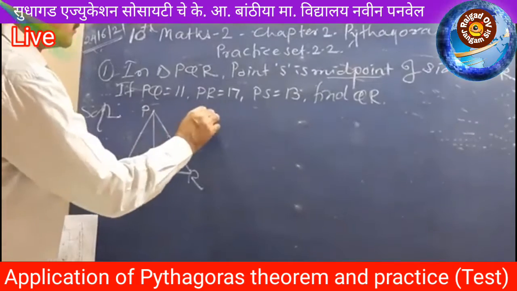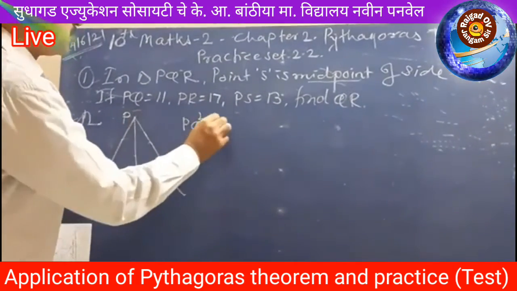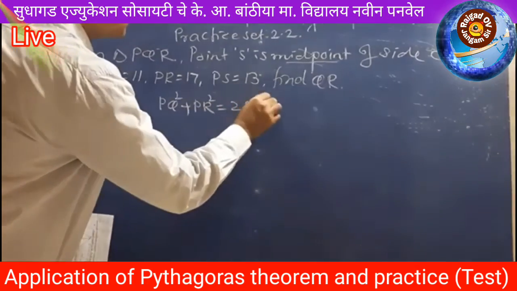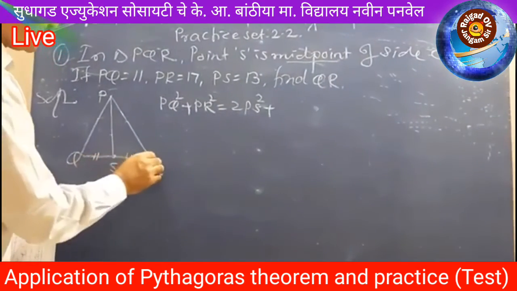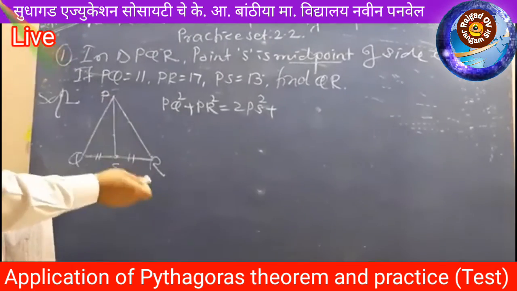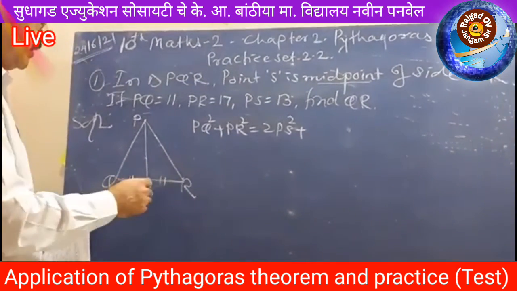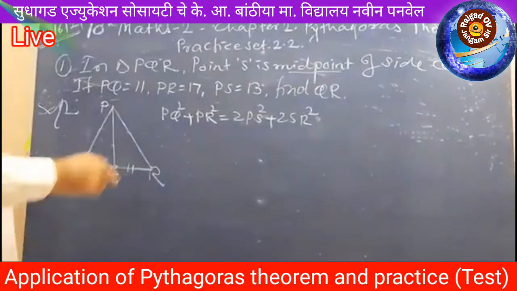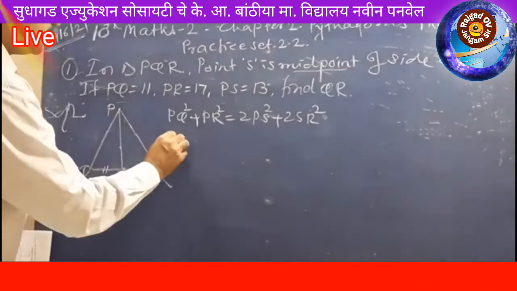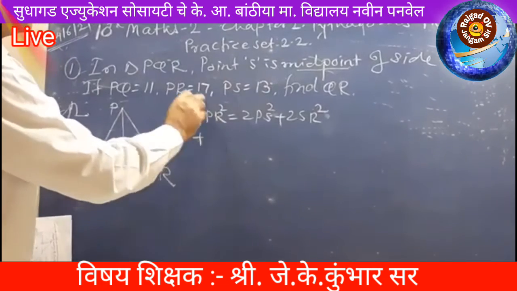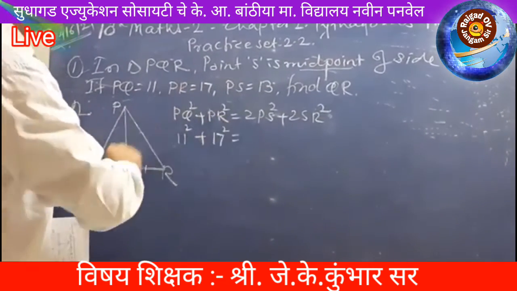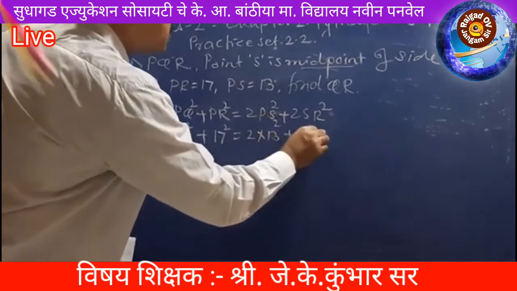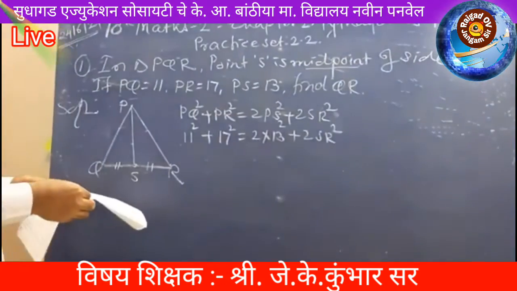PQ square plus PR square is equal to 2PS square plus 2QS square or SR square. Again I am telling you, why QS or SR? Because these segments are congruent. So 2SR square. Now put the values according to the example. PQ is 11, 11 square. PR is 17, 17 square. Then PS is 13, 2 into 13 square plus 2 into SR square as it is.